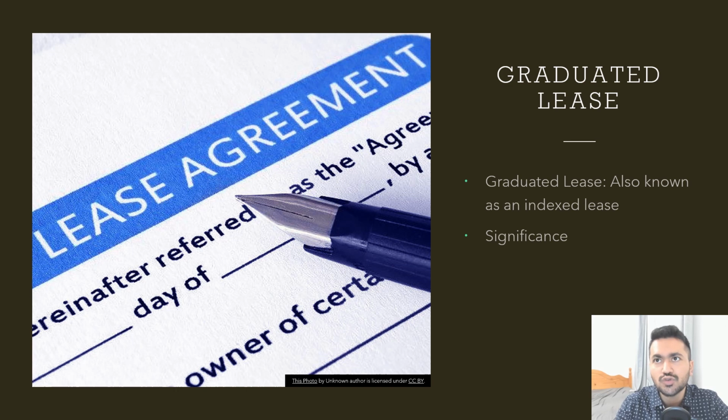Graduated leases. A graduated lease is also known as an index lease. A graduated lease is a bit like planning for the future when you're renting a place. It's a special lease where your rent goes up by a set amount after a certain period of time. This helps you plan or prepare for higher costs as time goes on. So how does it work?